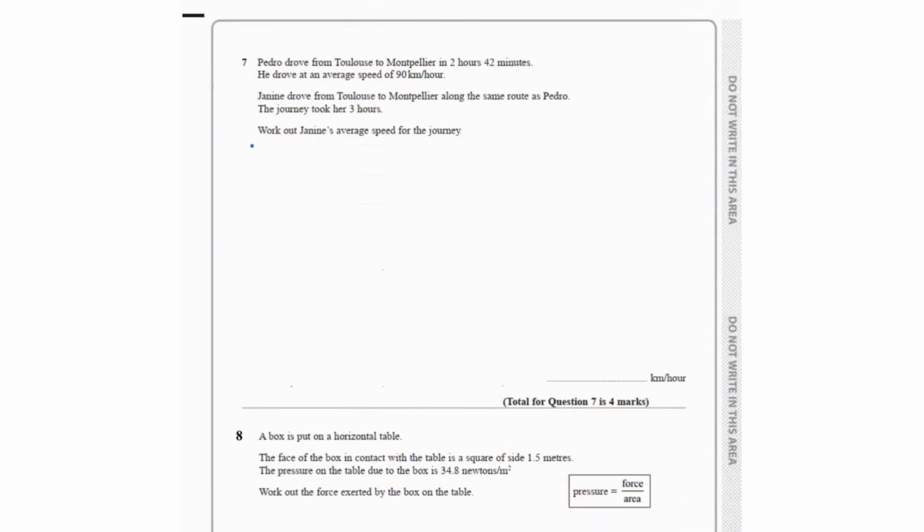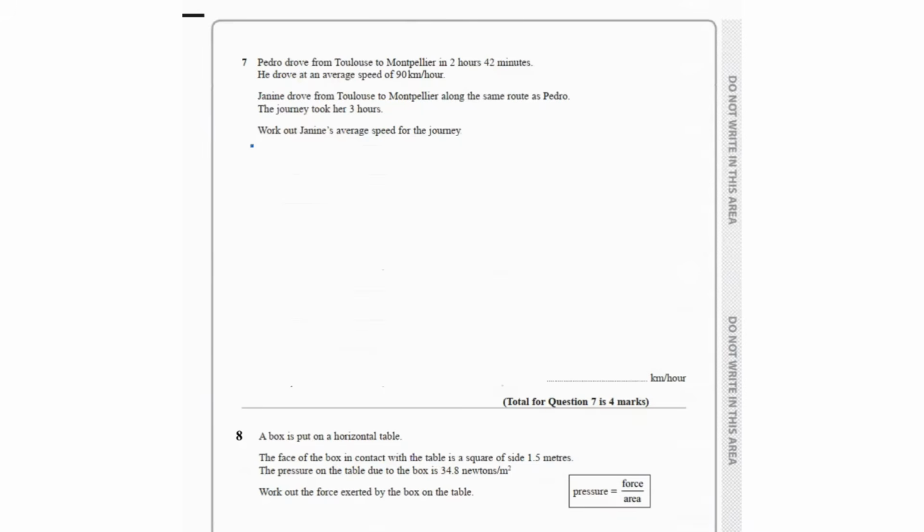Then average speed always comes. I've always seen this question in paper 1. So it says Pedro drove from Toulouse to Montpellier in 2 hours and 42 minutes. He drove at an average speed of 90 kilometers per hour. Then Janine drove along the same route as Pedro. The journey took her 3 hours. We have to work out Janine's average speed for the journey.